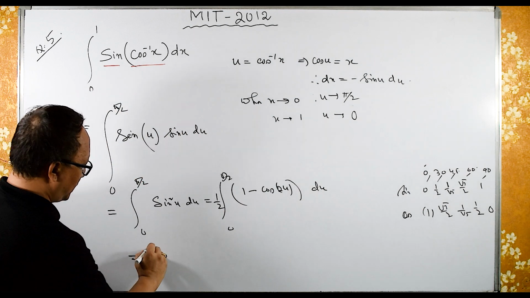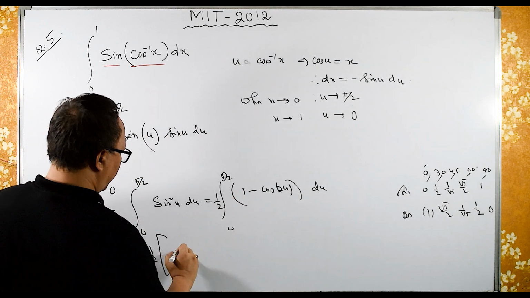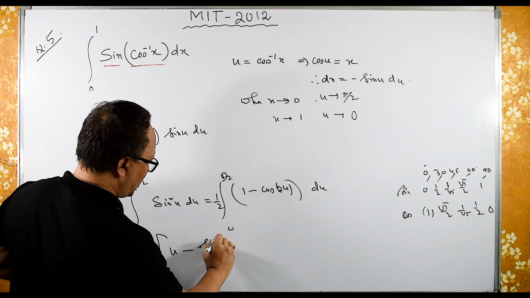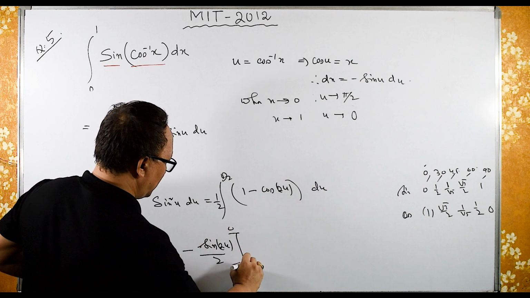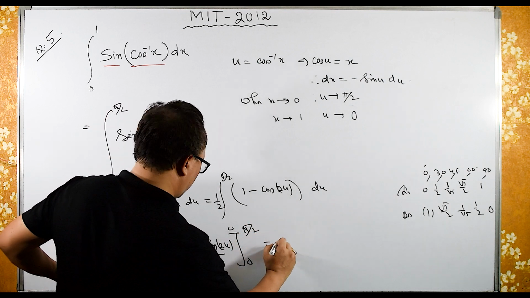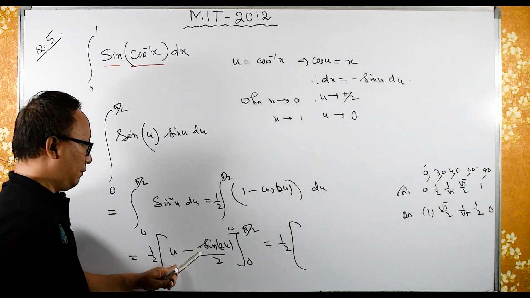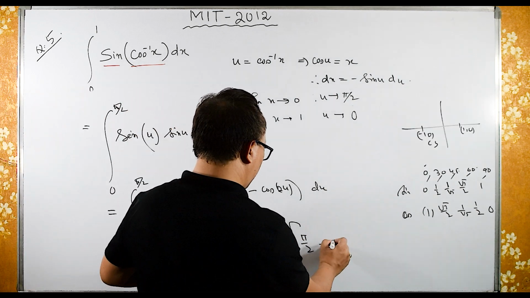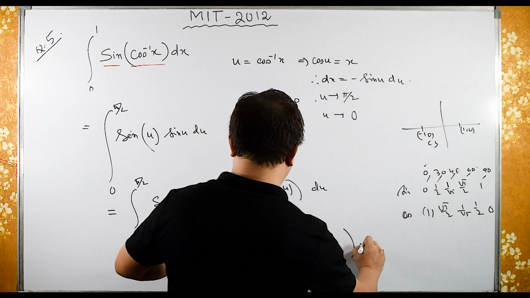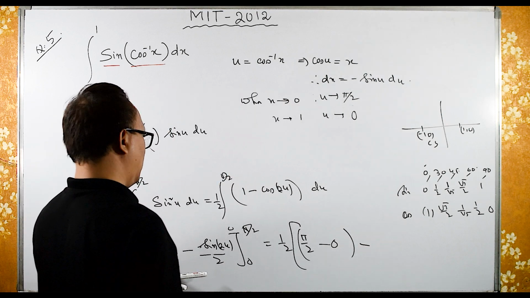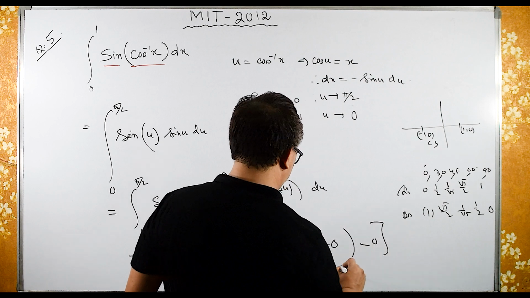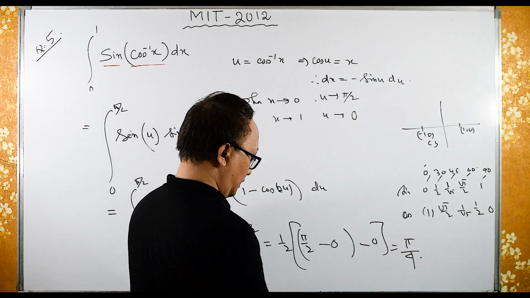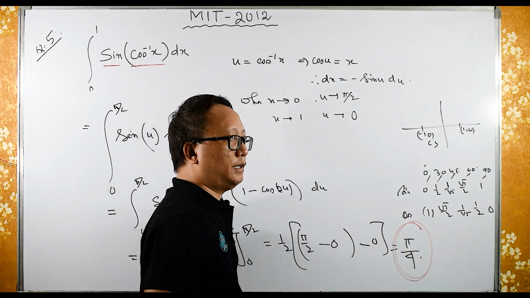Now let's integrate this. Half, here we have only u minus sine of twice u upon 2, with limits from 0 to pi by 2, which equals half of pi by 2 minus, so here we have 0, upper limit minus lower limit, it becomes 0. It equals pi by 4. Okay, so this is the required answer.